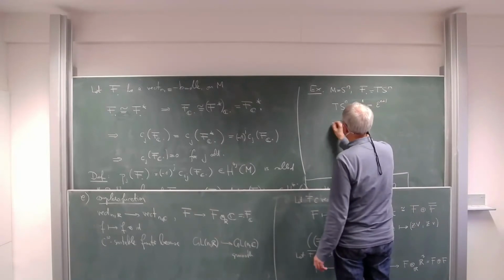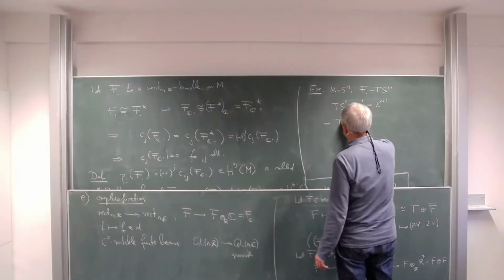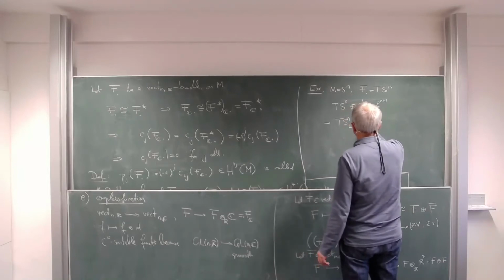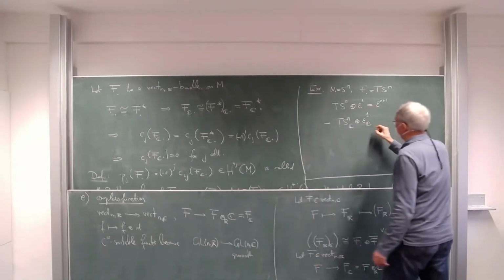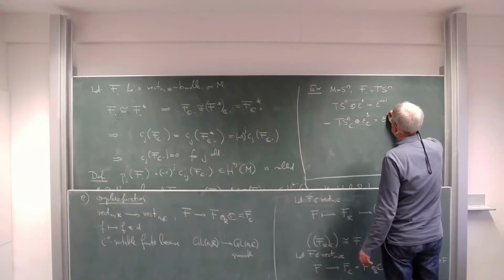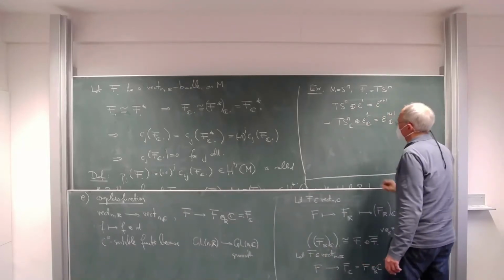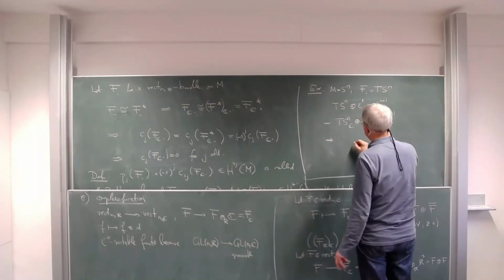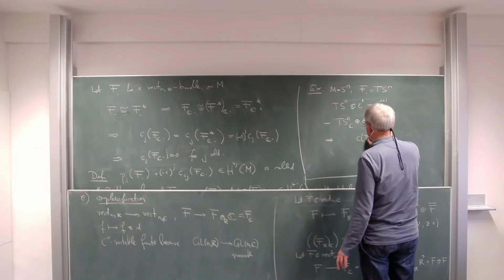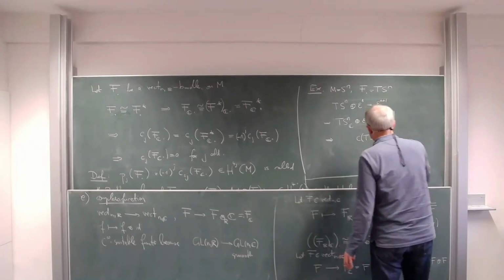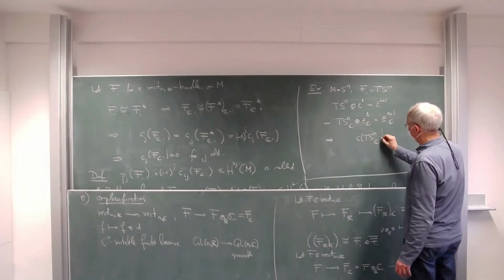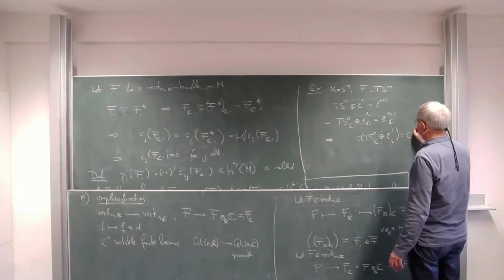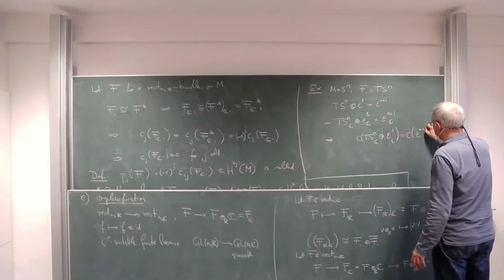Now if I complexify, then of course I have a one-dimensional trivial complex bundle here. Then this persists. And if I now take Chern classes, this tells me that the Chern class of the tangent bundle plus the trivial bundle gives me the Chern class of that trivial bundle.